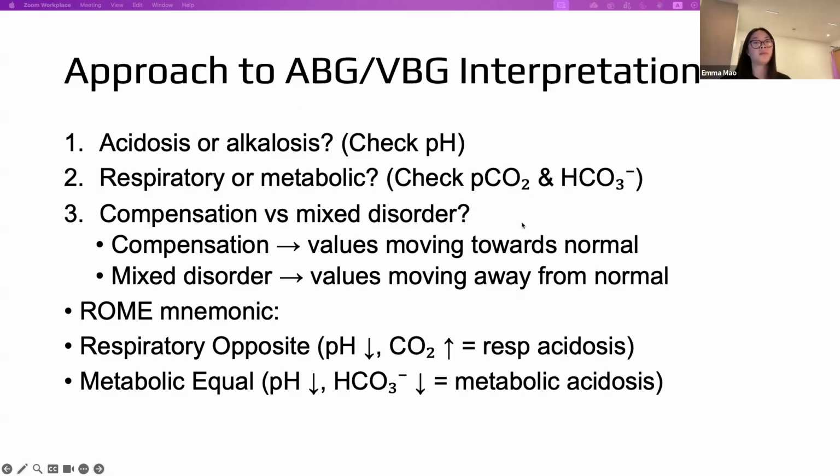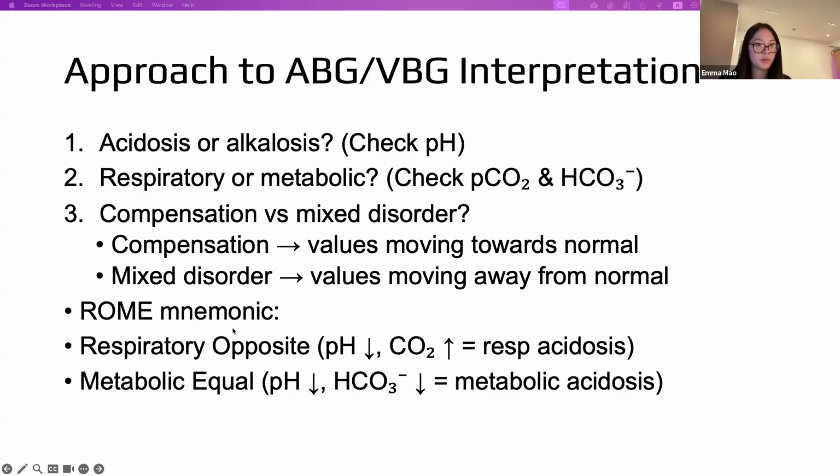So, how to interpret ABGs? We have to first check the pH. Is it acidosis or alkalosis? And then figure out if it's respiratory or metabolic. So we check the PCO2 and the bicarbonate and see if it matches or doesn't match the acidosis or alkalosis.